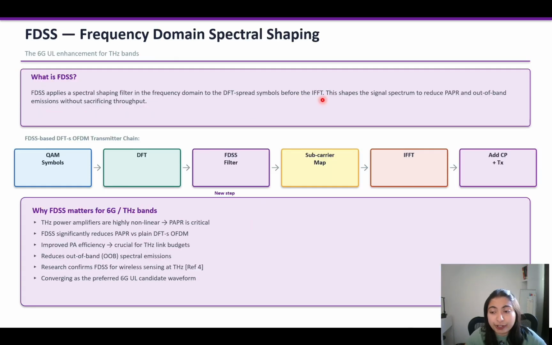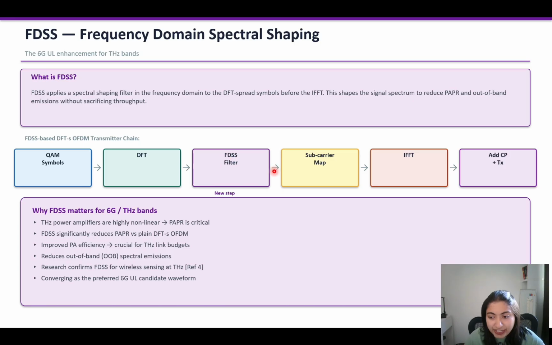Now let us go deeper into FDSS because it's the genuinely new thing in 6G. Frequency domain spectral shaping. The idea is that after the DFT spread step in DFT-s OFDM, you apply a filter in the frequency domain to the spread symbols before mapping them into the subcarriers and before the IFFT stage. So the filter shapes the spectrum. You are essentially windowing the signal in the frequency domain to smoothen the edges.